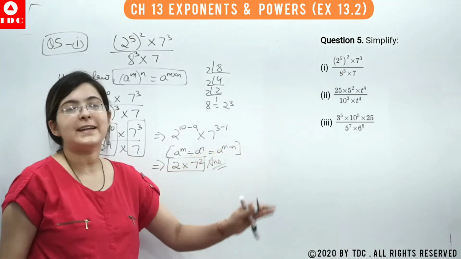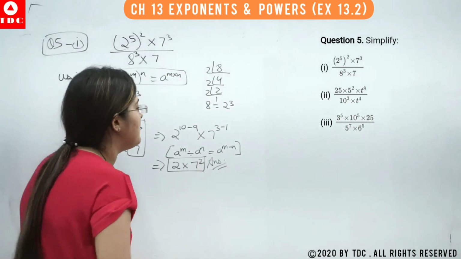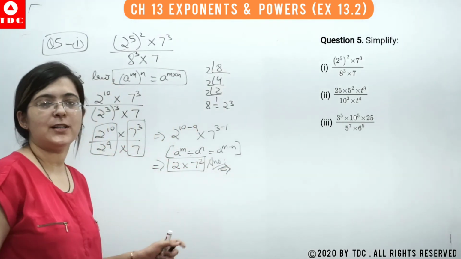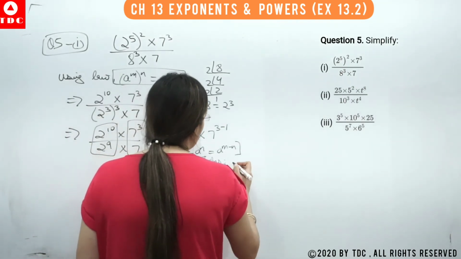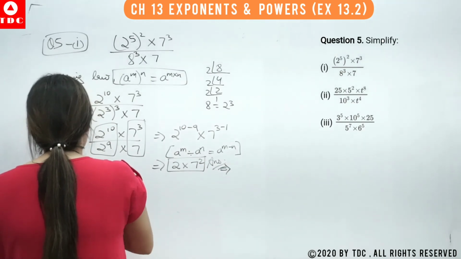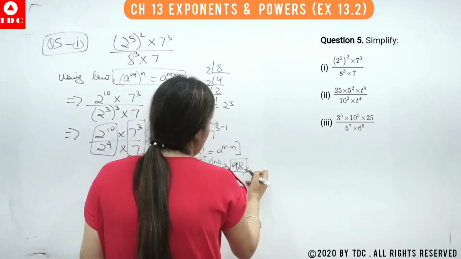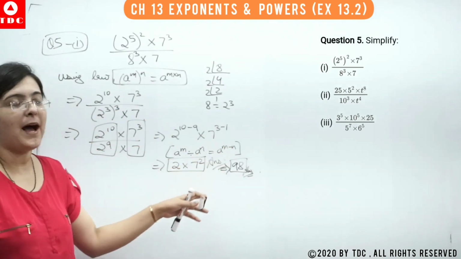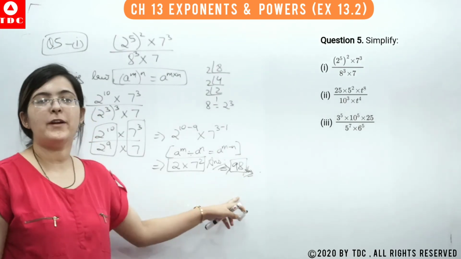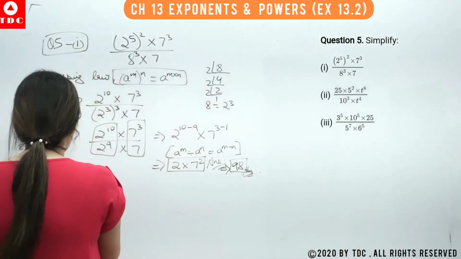It's not written that we should express it in the form of exponents. So either you can keep this as the answer or you can multiply. 7 square is 49, 49 into 2. Multiply it, you will get 98. If it would have asked to keep the answer in exponents, this would be the answer, or we can solve it and write 98 as the answer. Now see the second part.